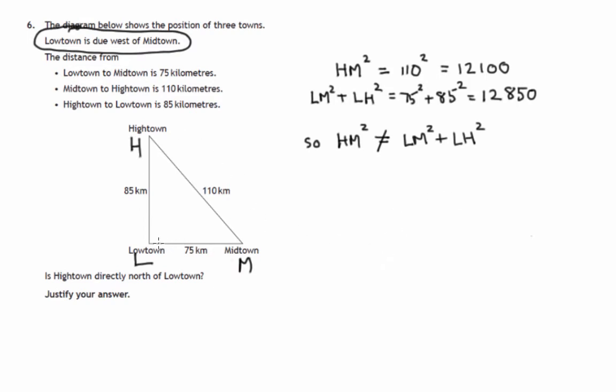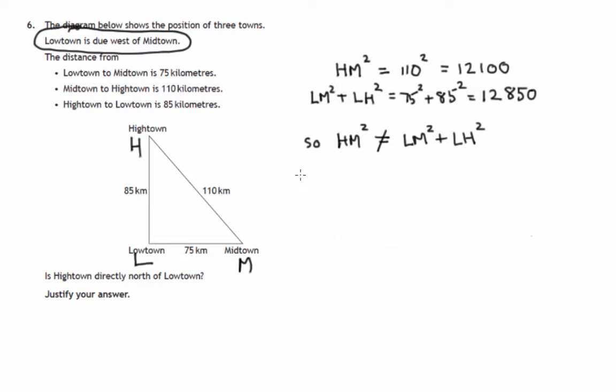So is it right angled? Well, here's the reasoning. If it was right angled, then we could apply Pythagoras' theorem and we would get the fact that HM squared was the same as LM squared plus LH squared. That's not true, so our assumption that it was right angled must be false. It's not a right angled triangle.